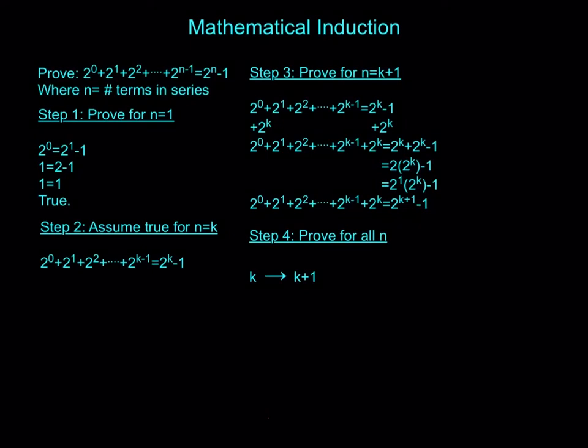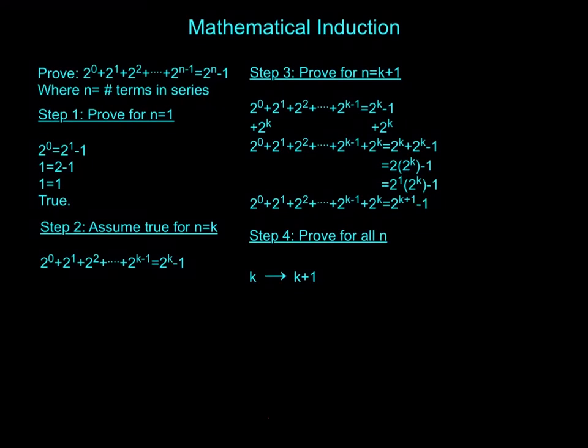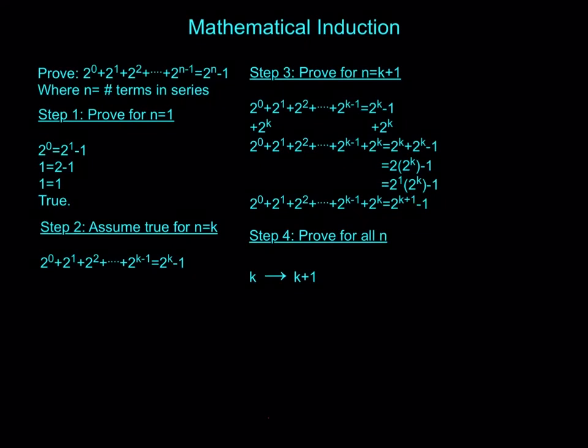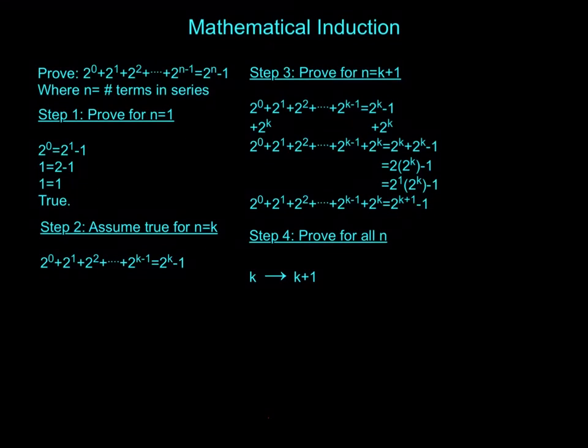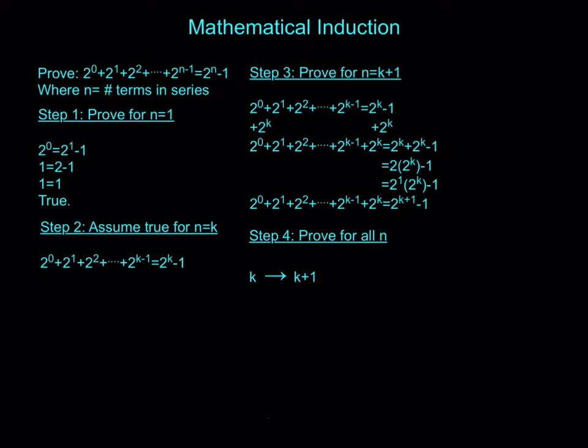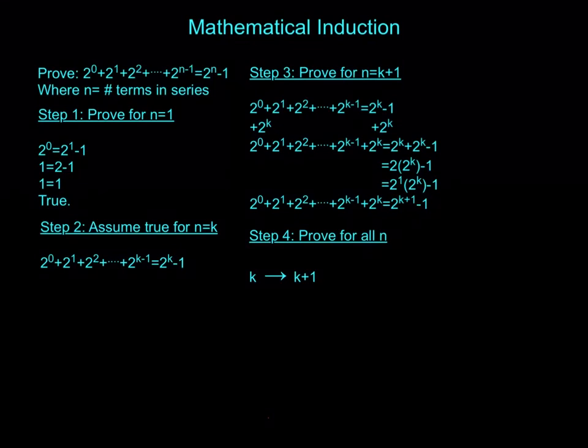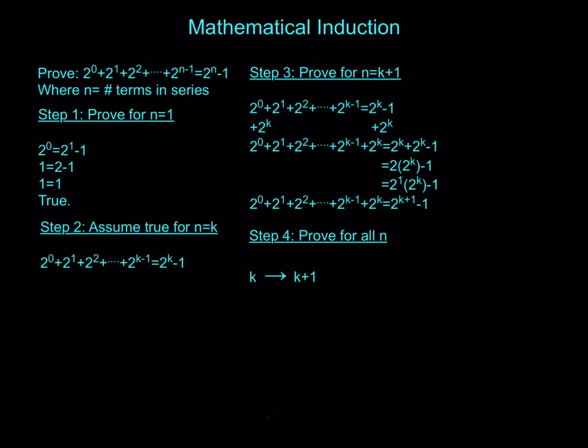So what we basically just proved in the last two steps is that if it's true for k, which we don't know that it's true for k because all we did was assume that it's true, but if it is true for k, then it definitely has to be true for k plus 1 as well, because in step 3 we moved around the equation for n equals k, and we showed that it's the same thing as the equation for n equals k plus 1. So that means that if it's true for k, then it has to be true for k plus 1.